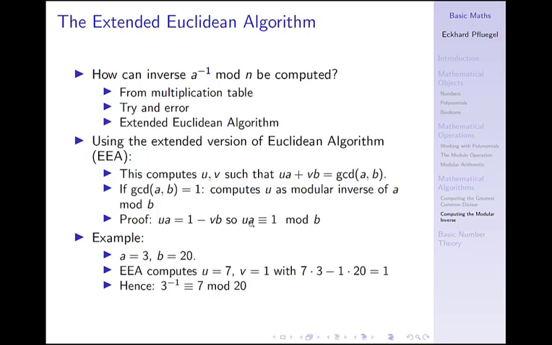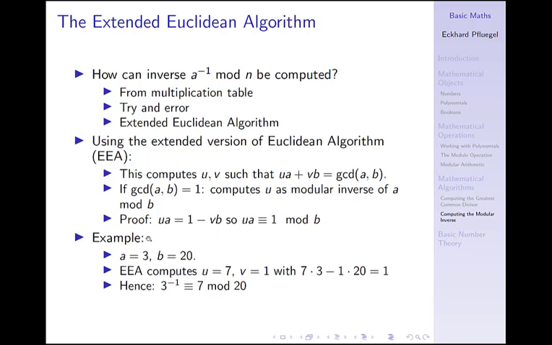So we have just seen that, based on the input A, we have computed a number U so that the product is congruent 1 mod B. So then U must be the modular inverse of A with respect to B. So that's exactly what the extended Euclidean algorithm can do for us in this scenario where we want to compute the modular inverse.